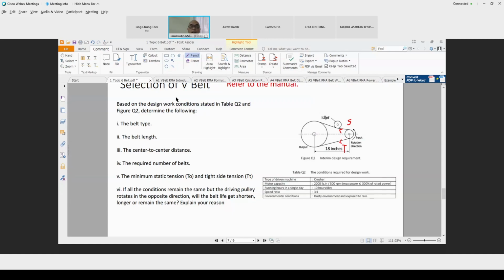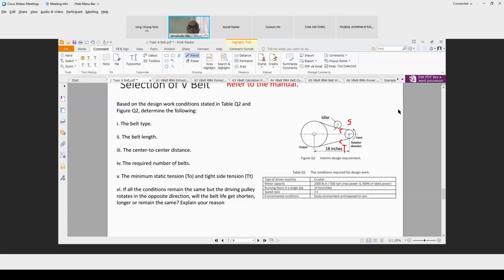Based on the design work condition above, table Q2 and figure Q2, the type of driving machine is a crusher. Motor capacity is going to be 200 horsepower, combining the power and the RPM. Running hours in a single day, that means it works for 10 hours per day. Speed ratio is going to be reduced by 3, which means the diameter of the larger pulley is going to be 3 times larger.